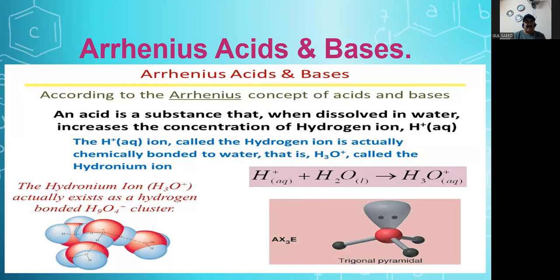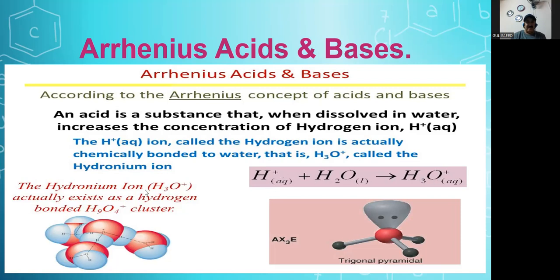Today we'll discuss concepts of acids and bases. First is the Arrhenius concept of acids and bases. According to the Arrhenius concept, an acid is a substance that, when dissolved in water, increases the concentration of hydrogen ions. The hydrogen ion is actually chemically bonded to water, that is H3O+, called the hydronium ion. We have already uploaded a video on this before. So, hydrogen ion plus H2O gives H3O+.